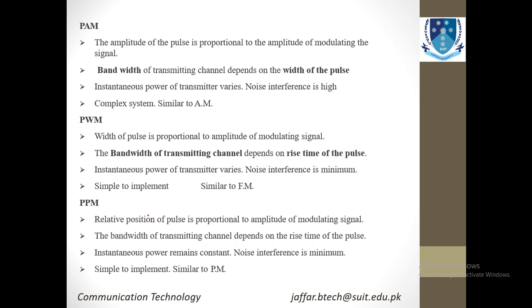The last one is PPM, in which the relative position of a pulse is proportional to the amplitude of the modulating signal, and the bandwidth of the transmitting channel depends on the rise time of the pulse. The instantaneous power remains constant in PPM, and the noise interference is minimum. It is also simple to implement, and it's similar to PM, or you can say phase modulation. So we started from AM, FM and PM in the midterm, and now we have come to pulse modulation, in which we are discussing PAM, PWM and PPM, which are similar to AM, FM and PM respectively.